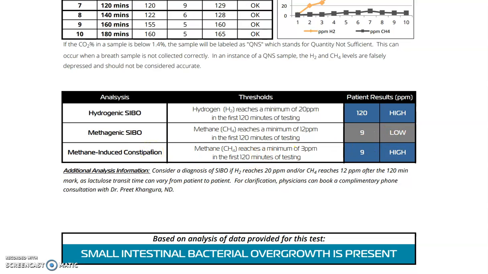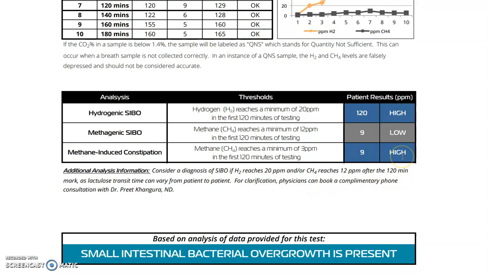If someone's having constipation, then we're going to be more sensitive. So the data tells us that we can be a little bit more sensitive, because some people who are prone to constipation are really sensitive to high levels of methane. So the cutoff point for someone at this point is 3 parts per million in the first 120 minutes. So methane is generally pretty darn low. And in this sample, it was high.